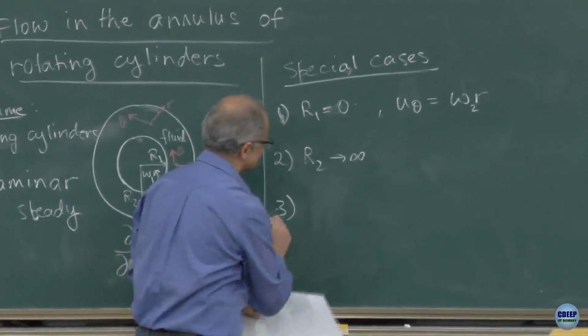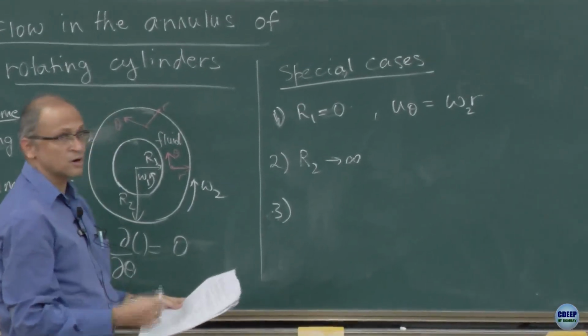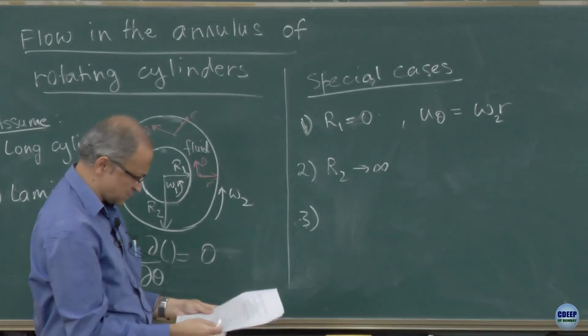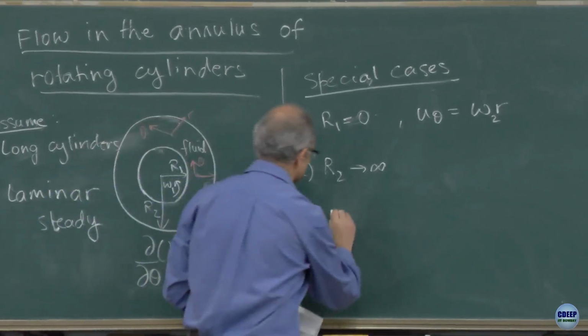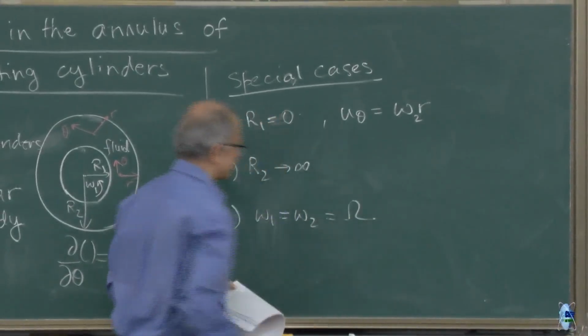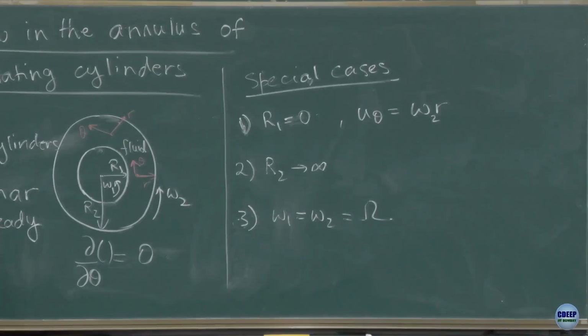I will just list down two to three more conditions. I would like you to work out the solution for each of these cases. The third case, we can say that both the cylinders are rotating with the same velocity, omega. So work out the solution for this, and comment on what you are getting and why.